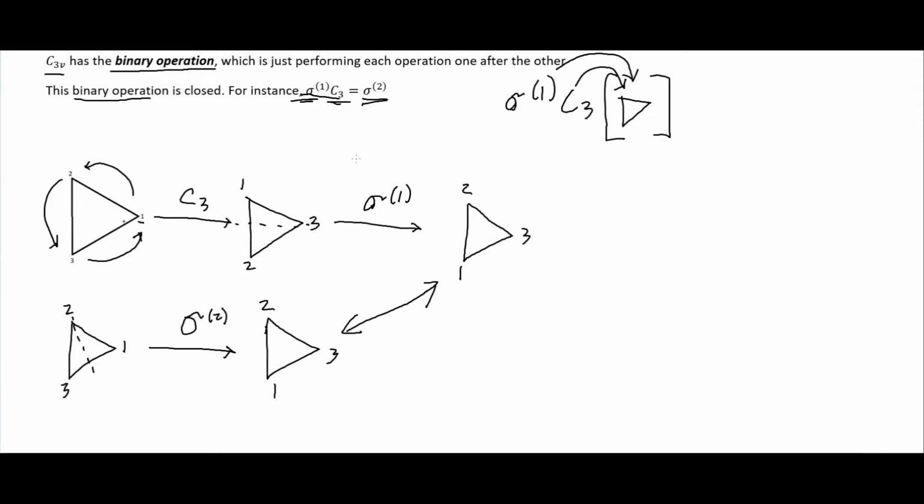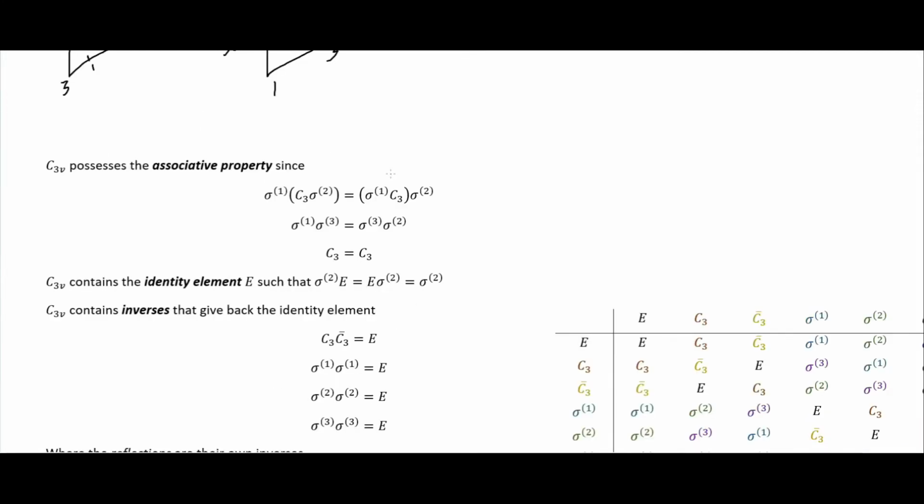So if you take any 2 of our symmetry operations and compose them together, doing each one in succession, you can always reduce that down to a single operation. That's because one of the things about closure is that you do the binary operation on any members of your group, and it will give you another member of your group. That's the definition of closure.